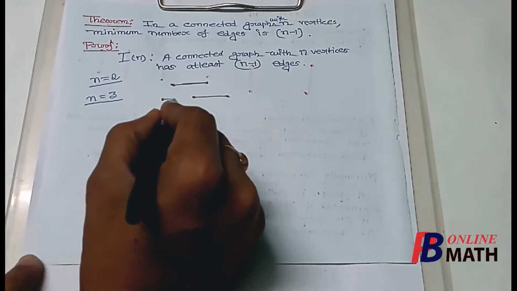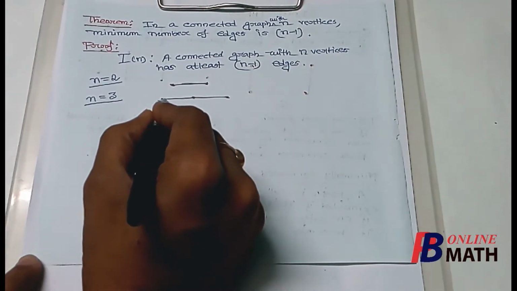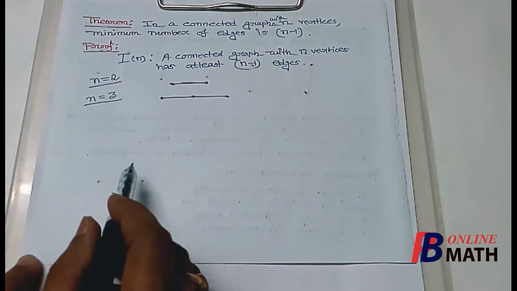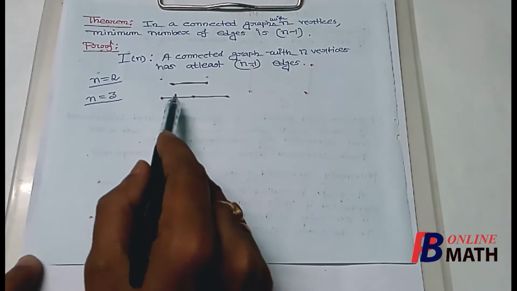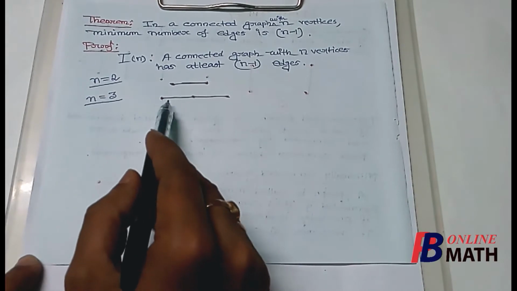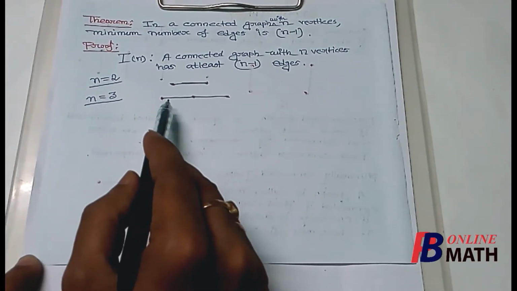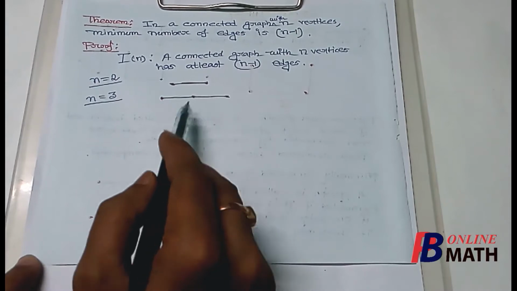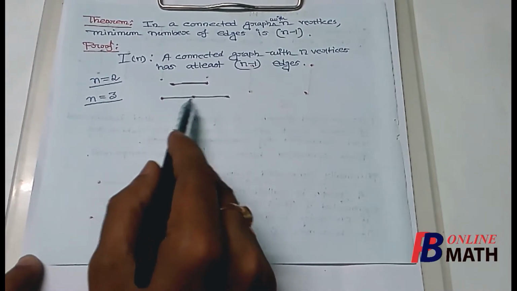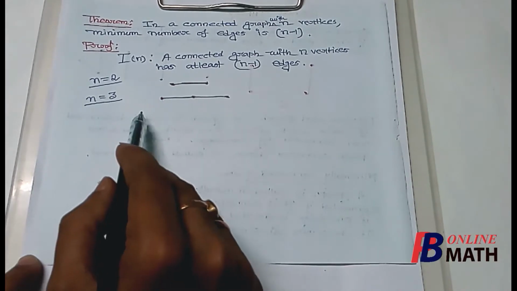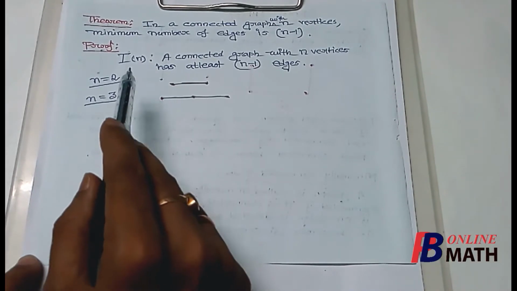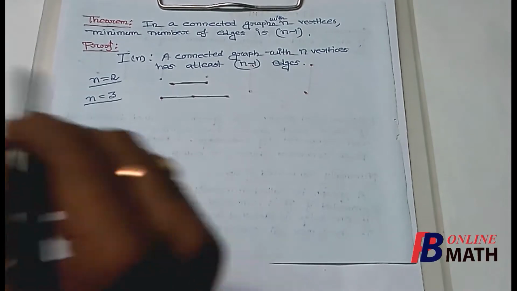Suppose we are adding these two vertices. So now this becomes a connected graph. Now this connected graph has 1, 2, 3 vertices and 2 edges. So this is the minimum number of edges that a connected graph with 3 vertices may have. So this graph has 3 vertices and 3 minus 1, that is 2, edges. Therefore the statement is true for n equal to 3.